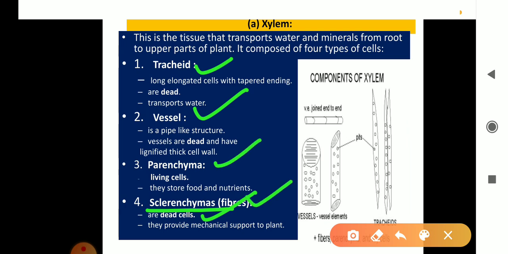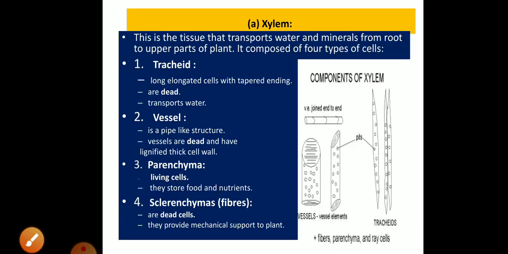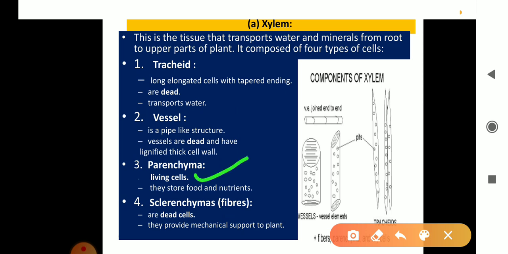Tracheids are long, having tapering ends, and they are dead. The special character is they are dead. Then second, vessels are also dead. Sclerenchyma fibers are also dead. Only the parenchyma cells are living. This is the living component of the xylem.